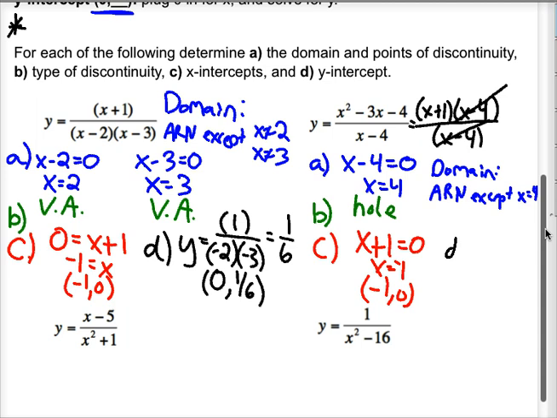Step D, y-intercept. So again, this is where we are plugging 0 in for x. And we only have to worry about our simplified equation of y equals x plus 1 when we're plugging in 0 for x. And we get that for our y-intercept.